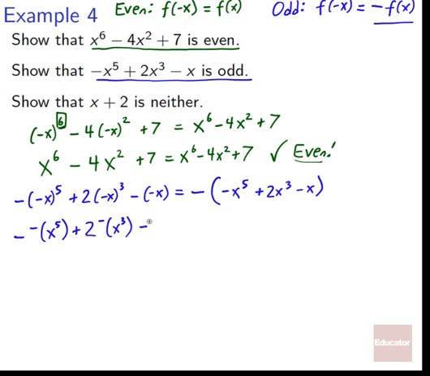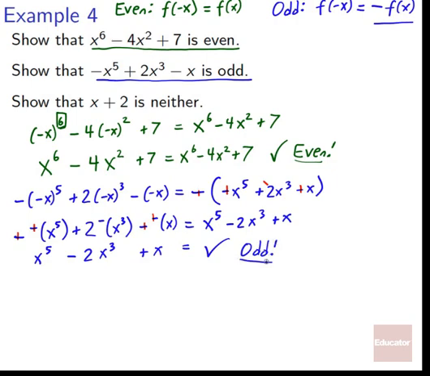Minus, we can pull that negative out as well, negative x equals. Let's distribute this negative, so we get cancellation, negative shows up here, cancel, so we get positive x to the fifth minus 2x cubed plus x. So let's finish up this left side, do cancellations over here as well, positive, this stays negative, positive, so we get x to the fifth minus 2x cubed plus x equals the exact same thing over here on the right side. Checks out. Yes, it is odd. Great. Finally, let's show that x plus 2 is neither.